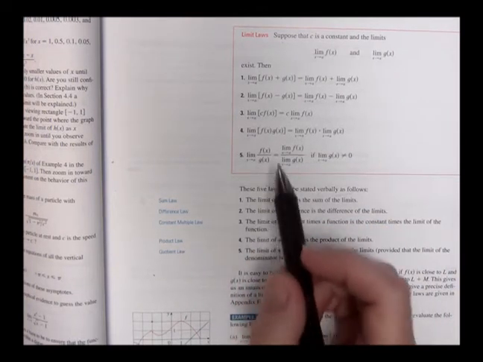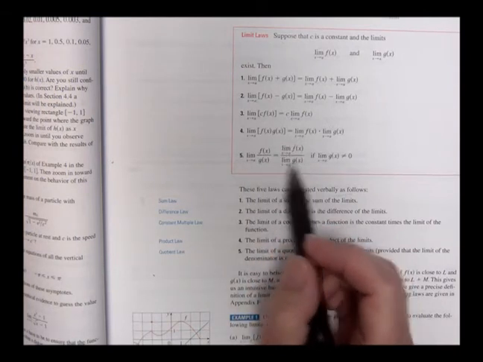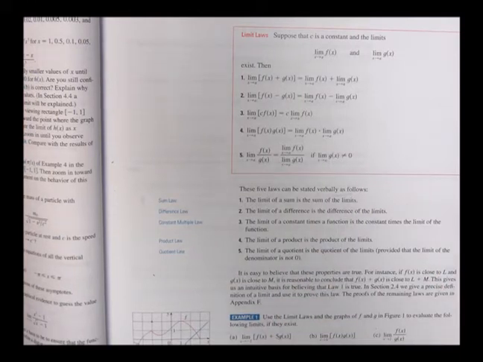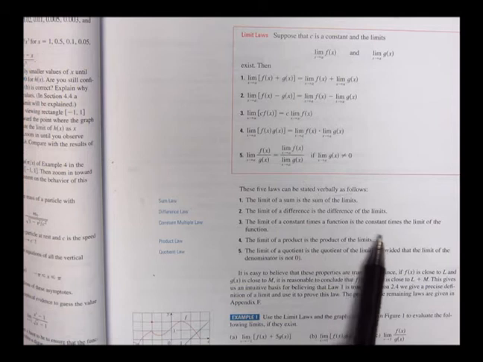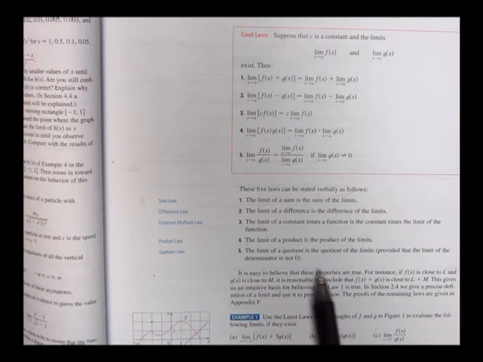Division, you can divide first, take the limit, or take the limit and then divide. And of course with division, we have to make sure that the denominator is not 0. So, verbally stated as follows: limit of a sum is the sum of the limits. Limit of a difference is the difference of the limits. Limit of a constant times the function is the constant times the limit. And the limit of a product is the product of the limits. Limit of the quotient is the quotient of the limits, and remembering the denominator can't be 0.